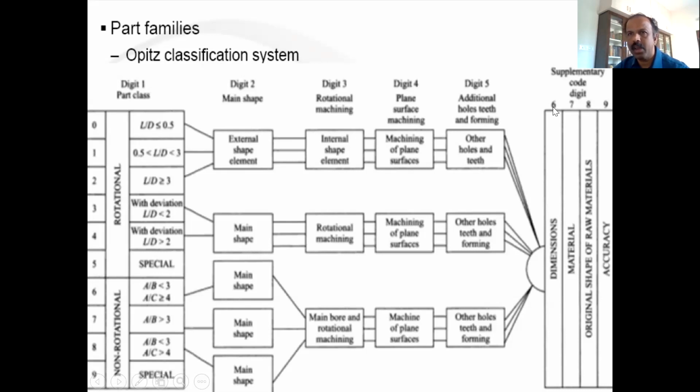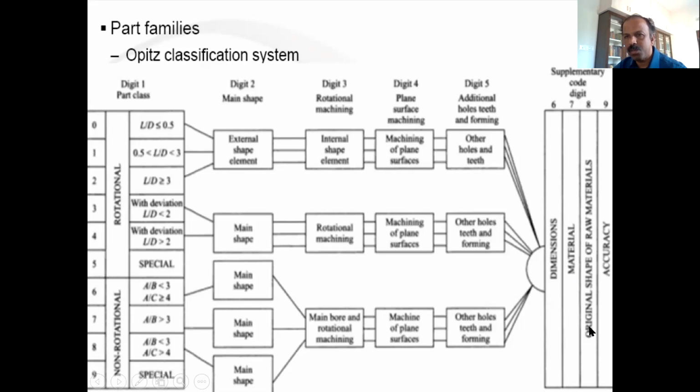Please, again I'm telling, this is the sixth position. The sixth position can take any values from 0 to 9. So these dimensions have been divided into types from 0 to 9. Material: there are varieties of material, totally 10 materials from 0 to 9.